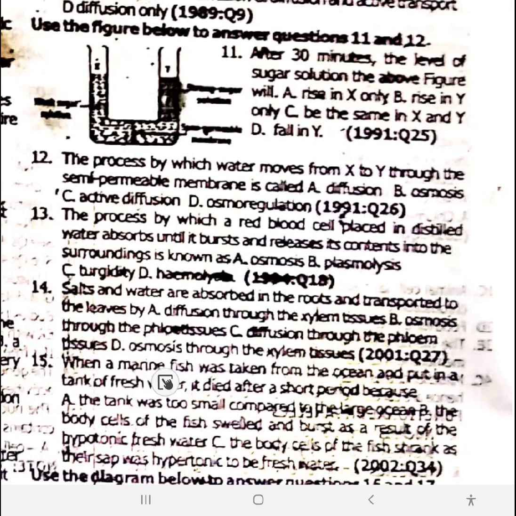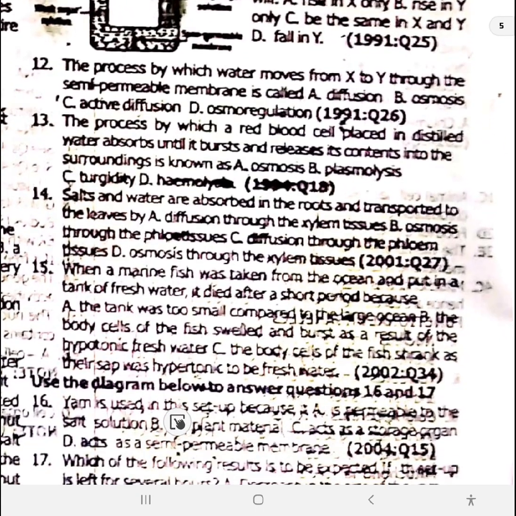15. When a marine fish was taken from the ocean and put into a tank of fresh water, what will happen? Notice marine fish, meaning it is more concentrated. If you are more concentrated, you will absorb water. So 15 is option B. The body of the cell would swell and burst as a result of hypotonic fresh water. 15 is option B. 16.